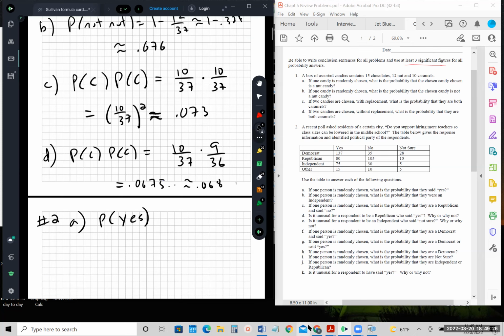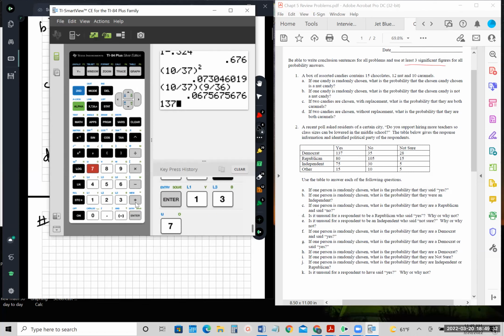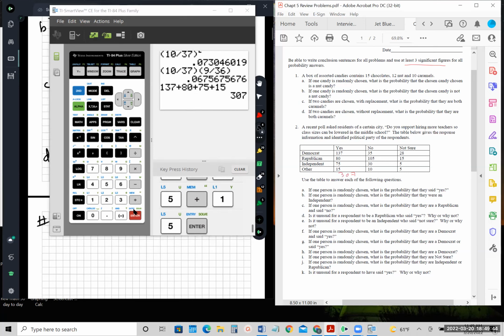So what I might do to save ourselves a little bit of time, let's go over here and do the totals. 137 plus 80 plus 75 plus 15. That gives us a 307 total for the first column. And let's do the second column, 35 plus 105 plus 30 plus 10. That'll give us 180 for the second column. And then we'll do 28 plus 15 plus 5 plus 5. That'll give us the third column, which is 53.